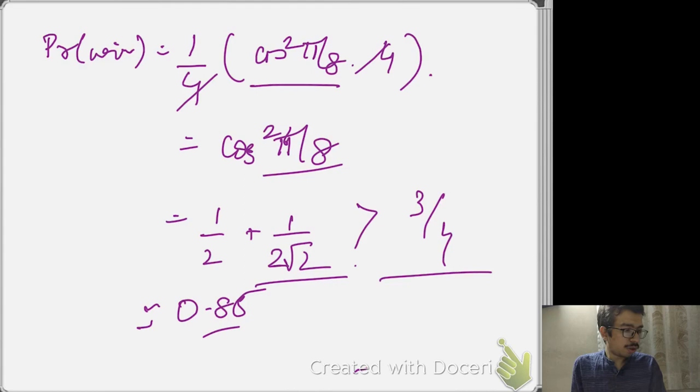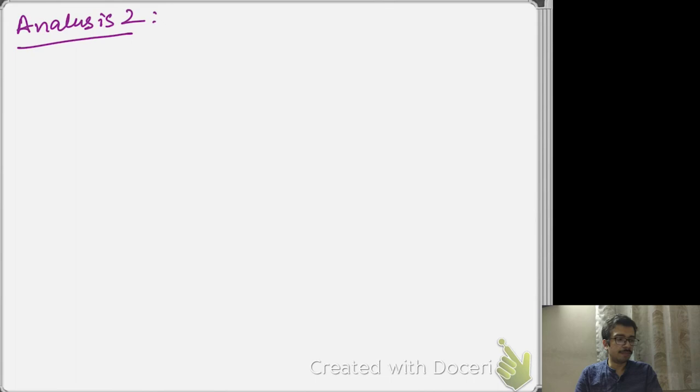There is also a more algebraic analysis, which is based on the operator solution. The earlier one is more intuitive, but this is more general, because we'll see that other games such as the Magic Square Game, we'll be able to analyze through this analysis more easily.